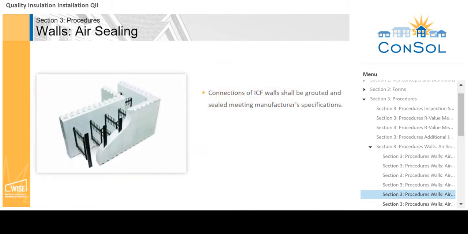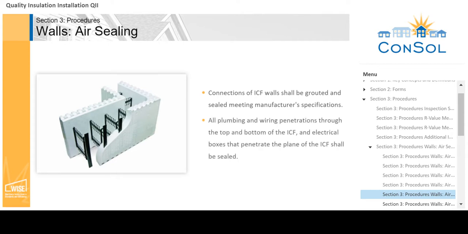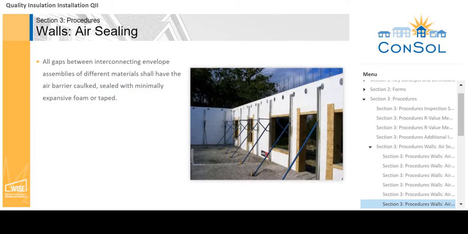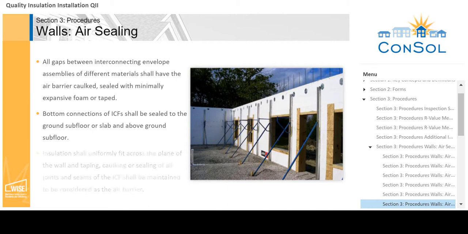Connections of the ICF walls shall be grouted and sealed, meeting manufacturer's specifications. All plumbing and wiring penetrations through the top and bottom of the ICF and electrical boxes that penetrate the plane of the ICF shall be sealed. All gaps between interconnecting envelope assemblies of different materials shall have the air barrier caulked, sealed with minimally expansive foam, or taped. Bottom connections of ICFs shall be sealed to the ground subfloor or slab and above ground subfloor.